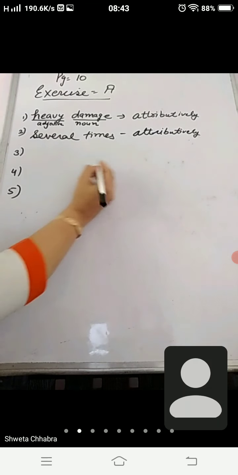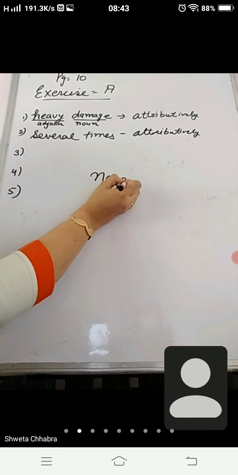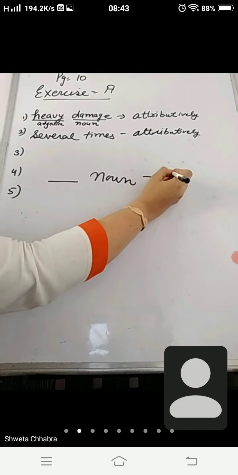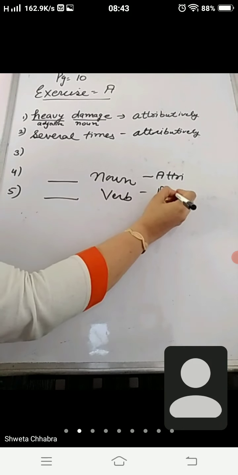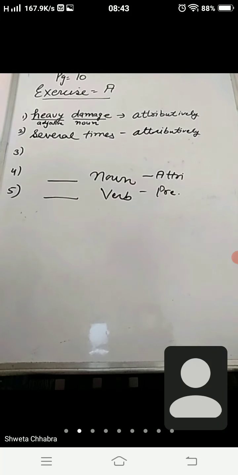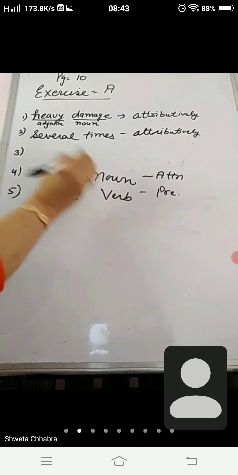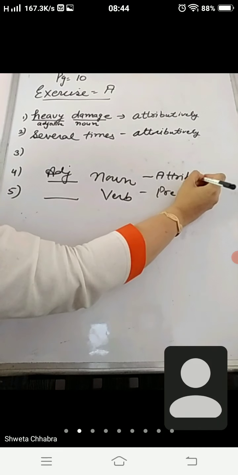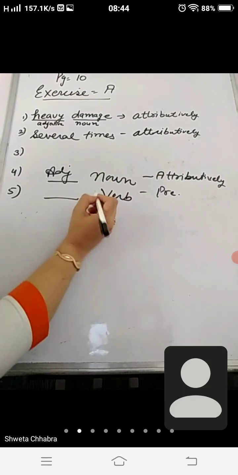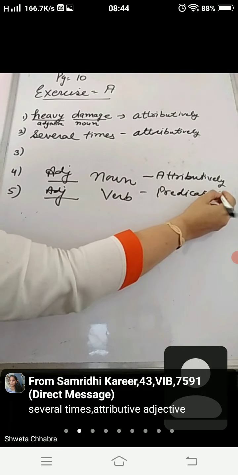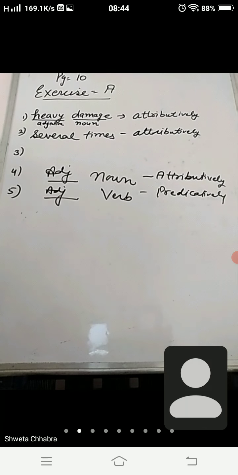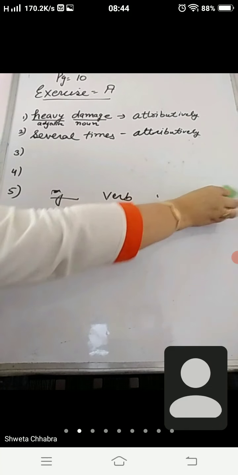See, bache, if it is used before a noun, it is attributively. And if it is used before a verb, then it will be predicatively. Simple. If an adjective is used before a noun, it is attributively. But if this adjective is used before a verb, it will be predicatively. So what is the difficulty in that? So you participate maximum. Hurry up.